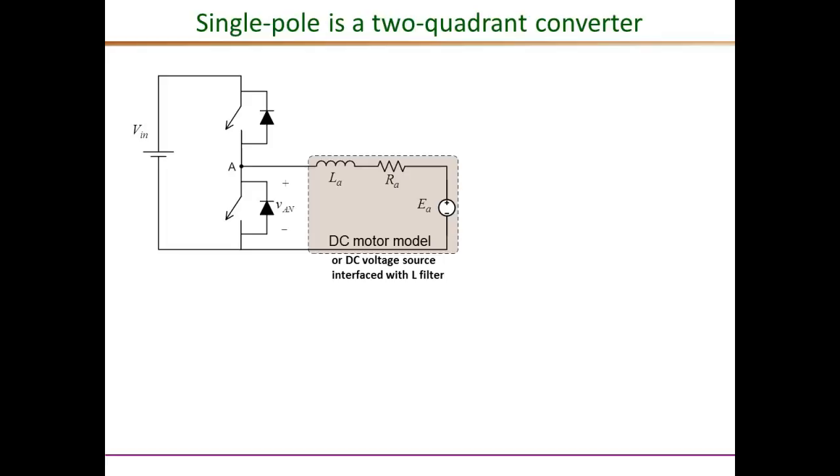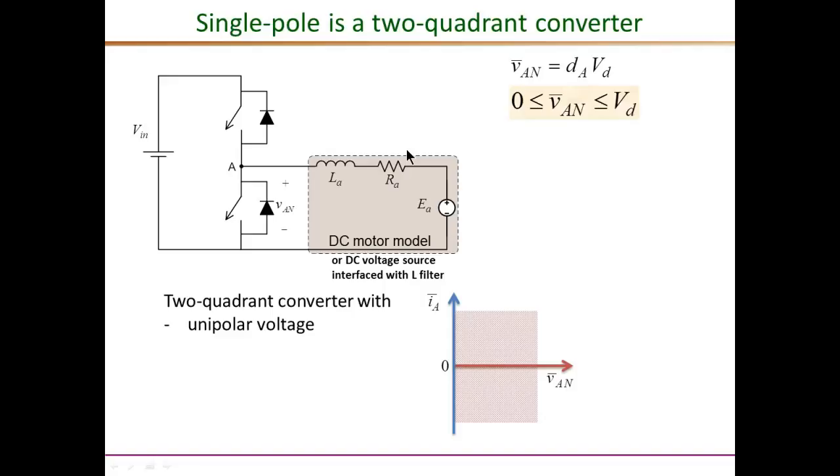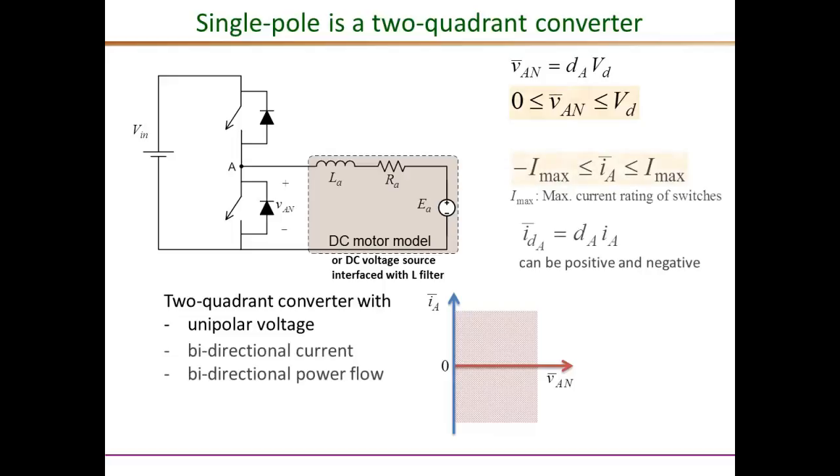A single pole is really a two-quadrant converter because its output voltage VAN can only be positive. If you look at the instantaneous VAN, it can only be either VD, the DC voltage, or 0, never negative, and its average, given by this expression D times VD, can also only be positive. It can vary from 0 all the way up to VD and can be controlled continuously, but the current can be bidirectional.